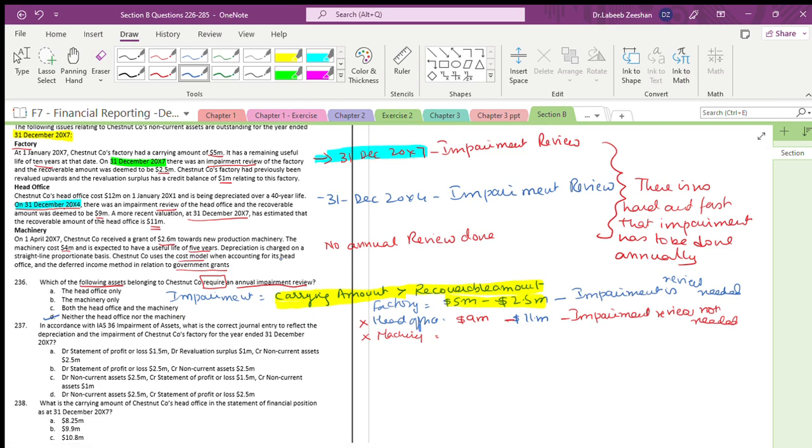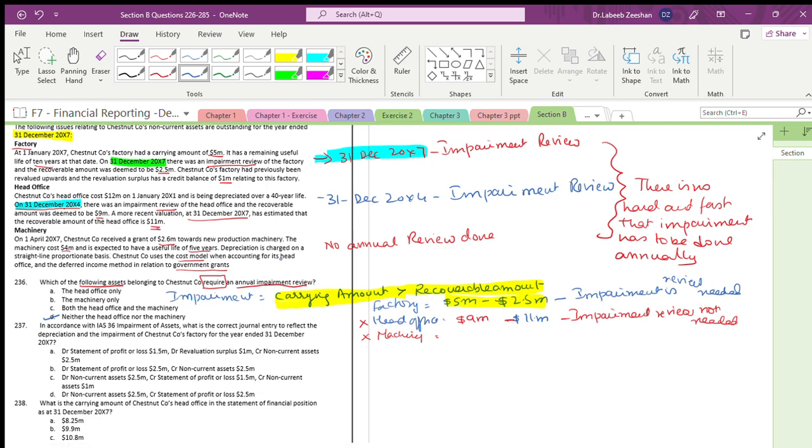Is it okay? Can you repeat again, head office? Head office. How much is the head office? See, head office, what is the recoverable amount? Recoverable amount is 11 million. Fine.